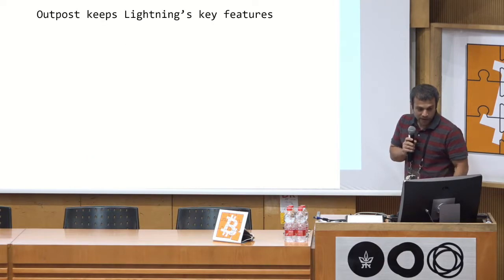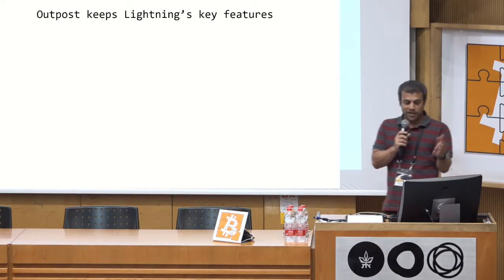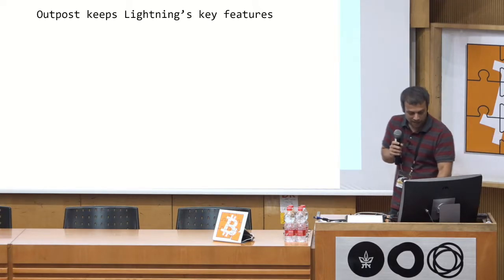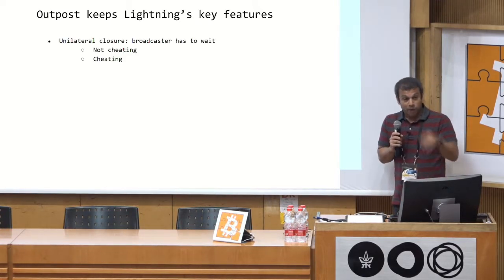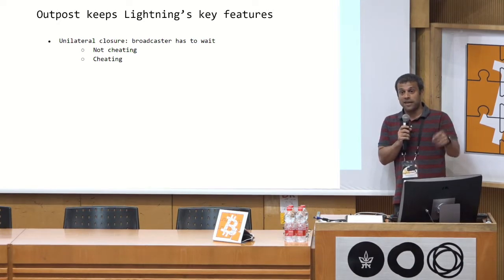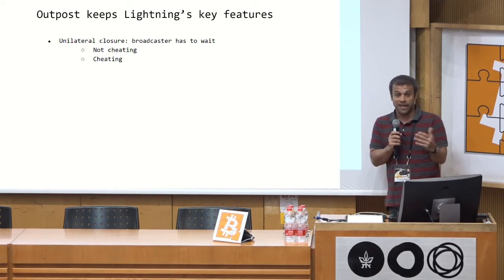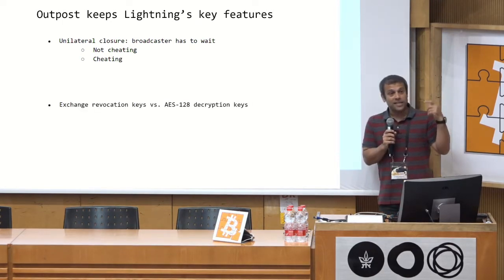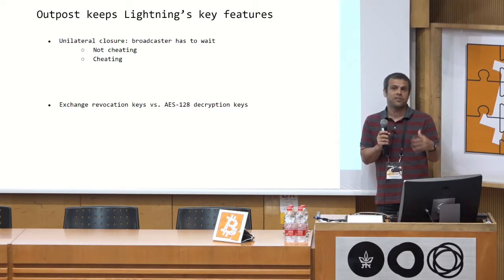Okay, so one thing I want to emphasize here is that the Outpost keeps Lightning's key features. And the key features are the broadcaster has to wait, as I was saying. So Alice has to wait if she's either cheating or if she's doing unilateral closure, which is a nice closure as well. And instead of exchanging revocation keys, as we do with Lightning, we exchange AES 128 decryption keys, which are similar.